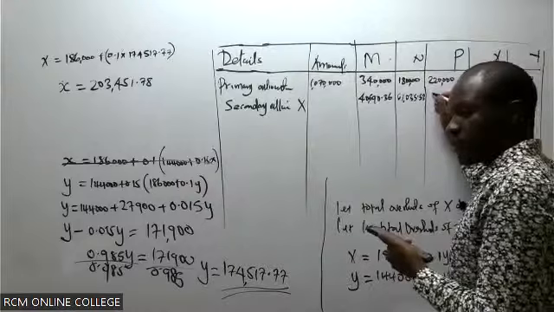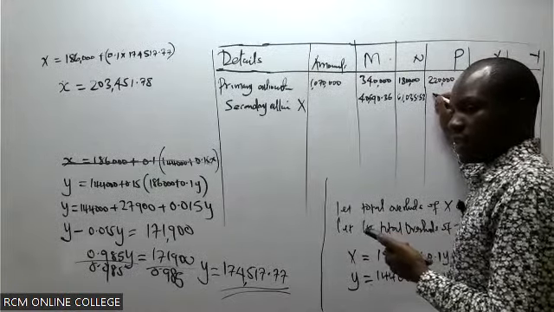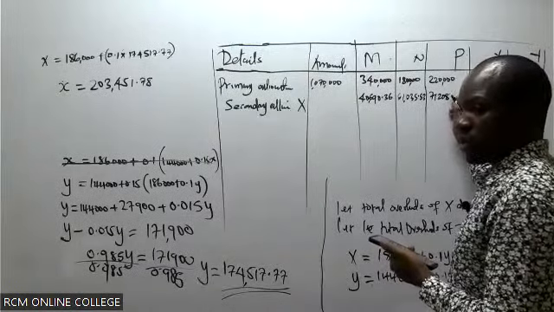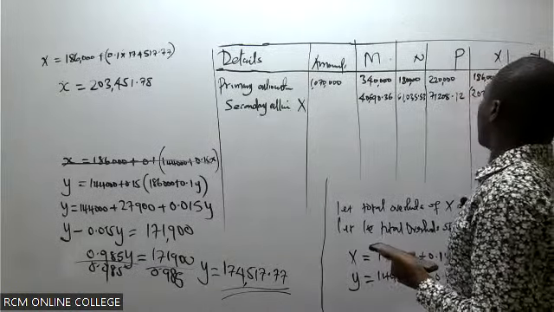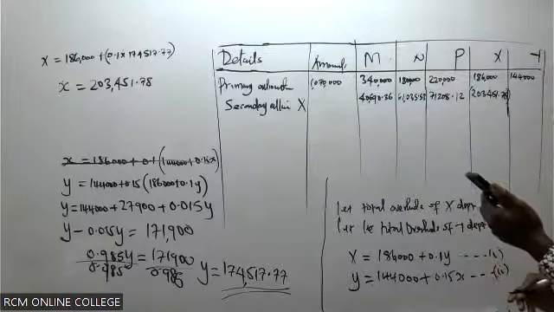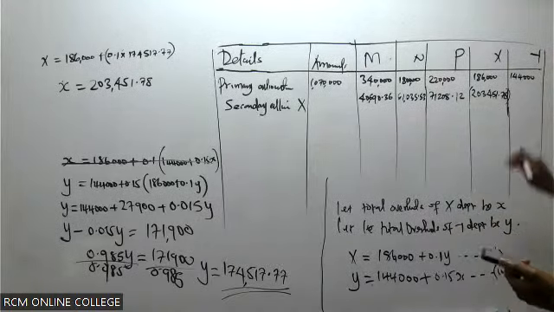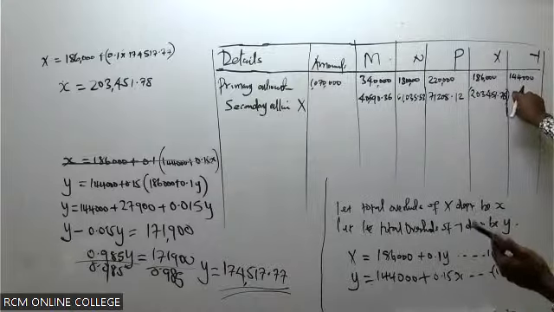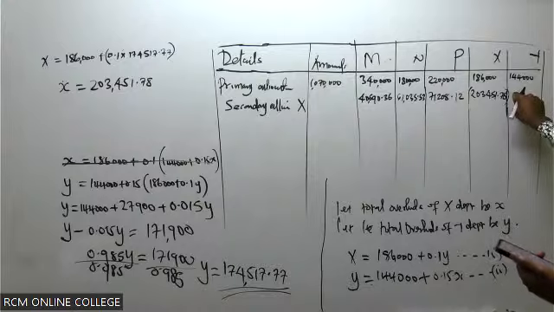Itakuwa ngapi? 35%, 7128.12. Then Y is receiving 15%. Y is receiving 15% of that. 15% of that itakuwa ngapi? 3518.